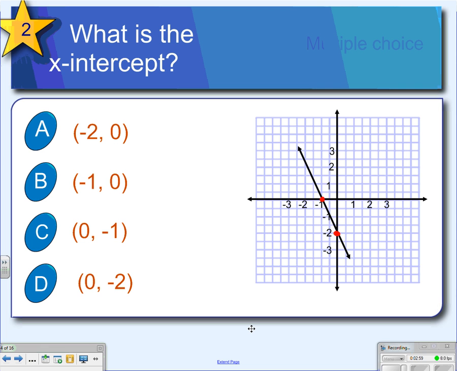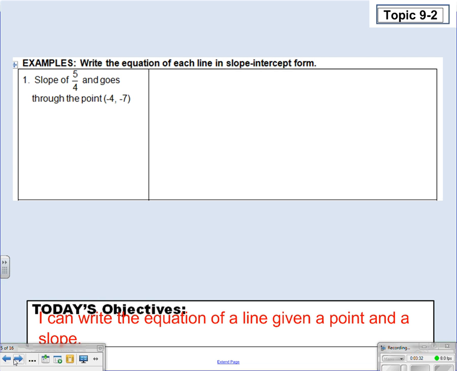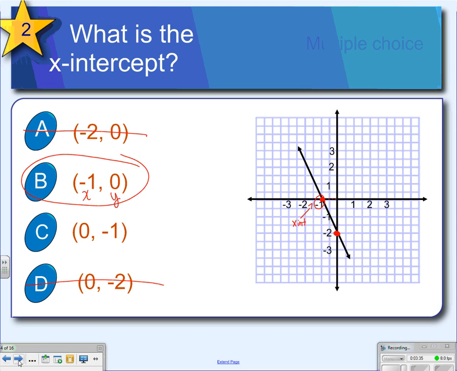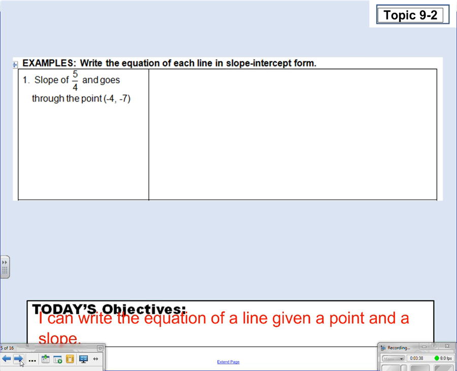Number 2, what's the x-intercept? This is where it crosses the x-axis. So let's look. Starting from our origin, we're going to go over to -1. Here's our x-intercept. So I'm looking for an answer that has the -1 in it. That means A and D are not correct. When we're writing the ordered pair for this x-intercept, the -1 goes where the x-coordinate is. Our y-coordinate is 0. So our correct answer is B. Now we know the difference between the x and y-intercept.